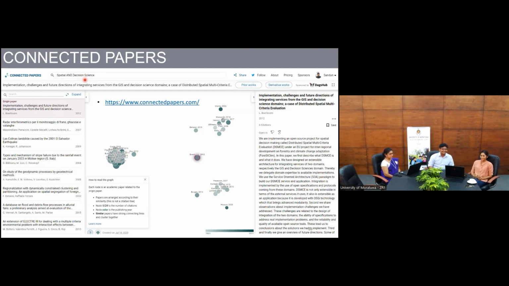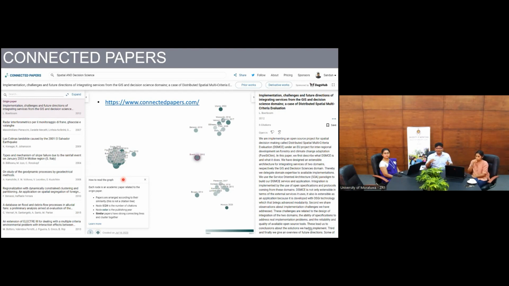and decision sciences. When I put this in, I can get several papers that are related to this area, and you can click on one paper. So I clicked this origin paper because I thought of it, I just clicked it. And then I get a visualization like this. Now, here's the thing. If you go to the how to read the graph part, you can see each node is an academic paper related to the origin paper.